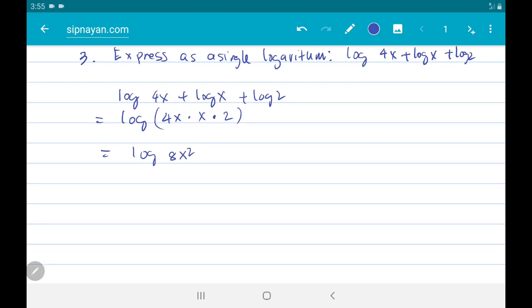Okay, so yan lang yung ating expression. Wala naman tayong value kasi meron tayong variable o meron tayong letter. So, okay na siya. Pinakita lang dyan na pag addition ay pwede mong i-multiply.